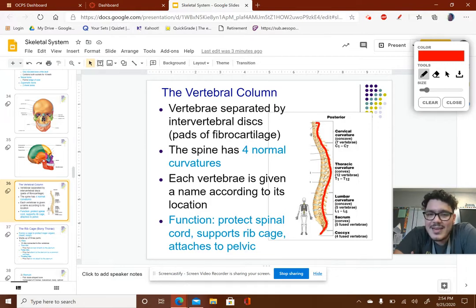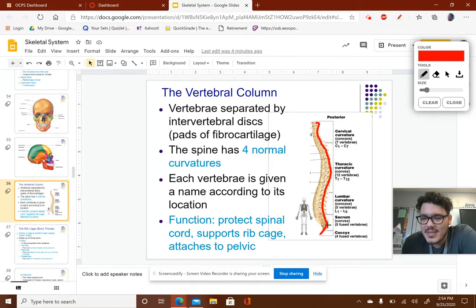Each vertebra is given a name according to its location, and we've seen those names back in Intro to Anatomy, those videos that I recorded much earlier. So, for instance, the cervical region is going to be your neck region. Thoracic is going to be your chest. Lumbar is going to be lower back. You may have heard of chairs that have great lumbar support. That means they're really good for your lower back.